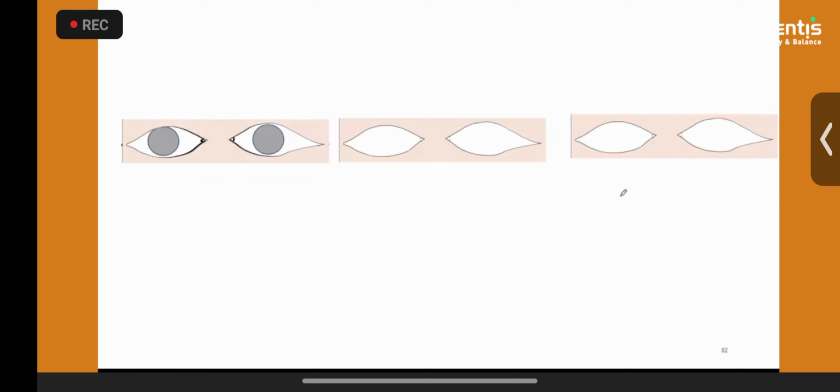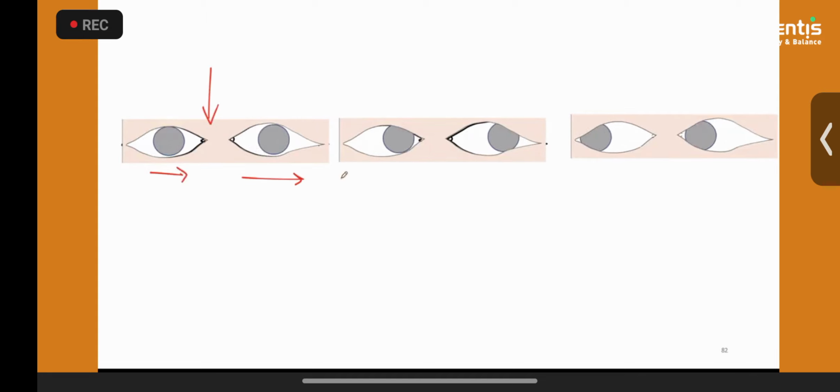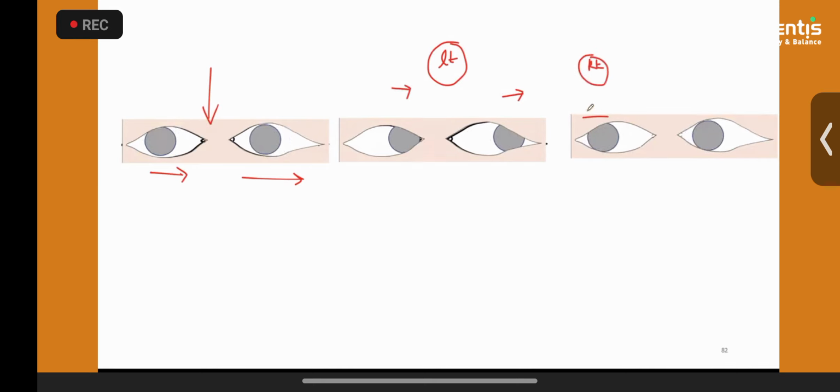Now there are two possibilities. Either in the center gaze the patient may not have any nystagmus and have gaze evoked nystagmus, or in the center gaze the patient has nystagmus. If you see, the patient has left beating. When the patient looks towards the left side, there is a left beating nystagmus. When the patient looks towards the right side, there is a right beating nystagmus.